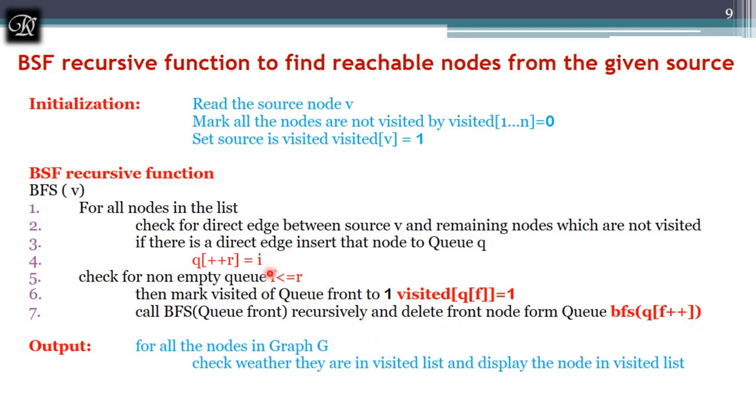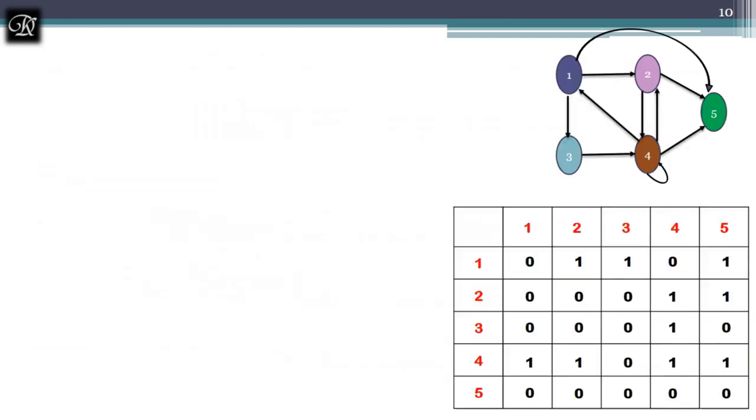Once this is done recursively for all the nodes, you will have a visited list which has all the visited nodes from the given source, and that you have to print as the final output. We will see this with the help of an example.